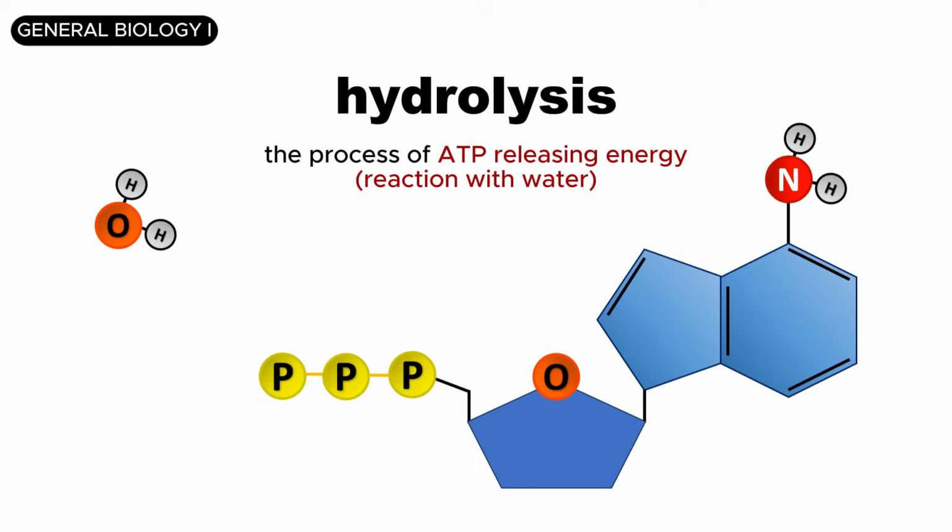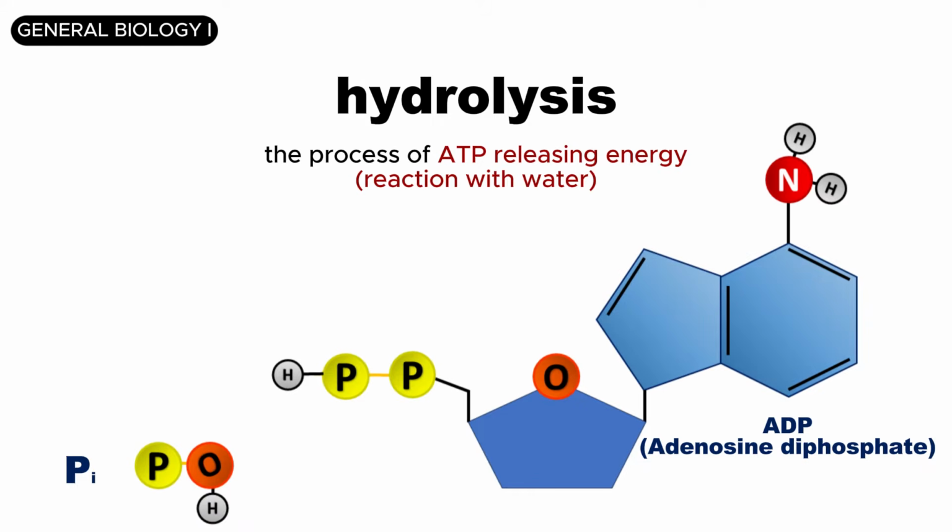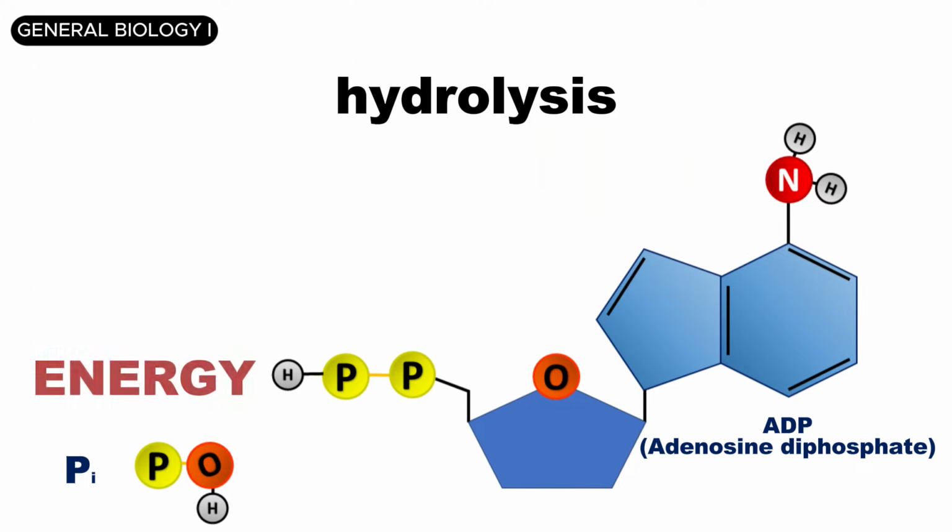When one of the phosphate bonds in ATP is broken, the molecule loses a phosphate group and becomes ADP, or adenosine diphosphate, and a free phosphate. This reaction releases energy that cells use for various functions such as muscle contraction, protein synthesis, and active transport across membranes. The energy released from ATP hydrolysis drives reactions that are essential for life. However, ADP can be recharged back into ATP, making this process cyclical.